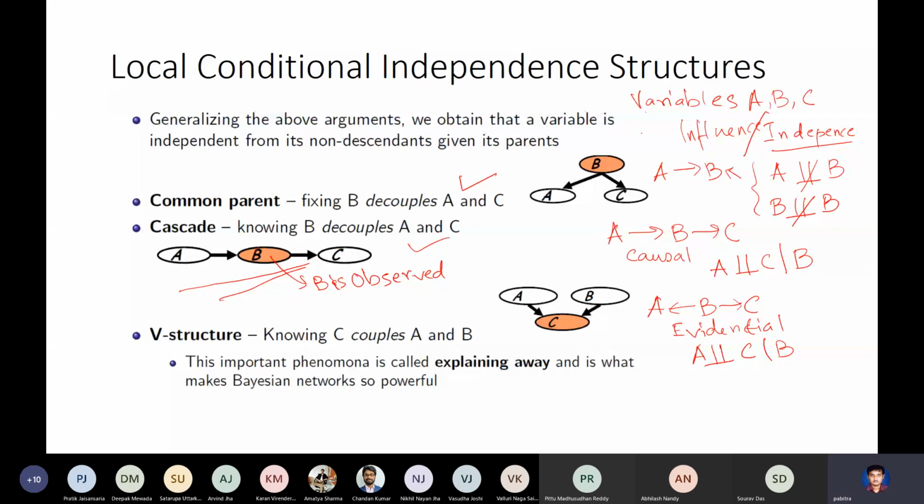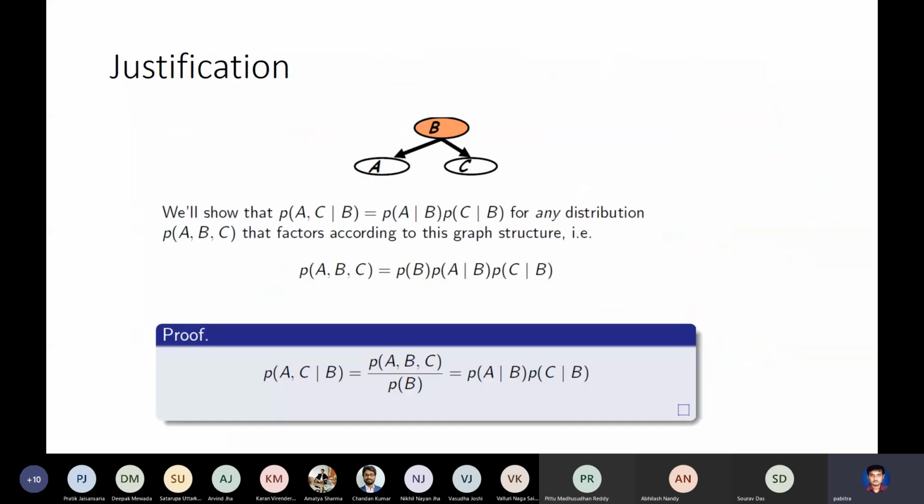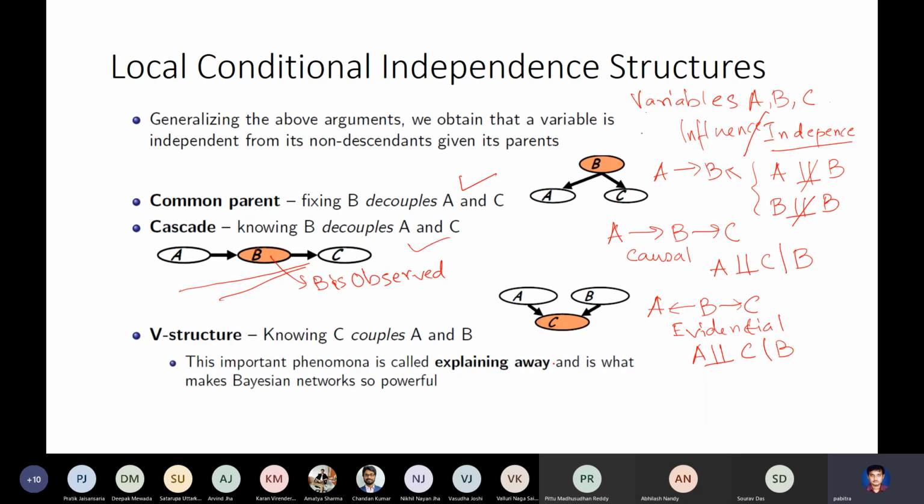In fact, this you can prove also. You can easily prove this. So let's take this structure. You can easily prove this because if this structure is there, this is the factorization, and if this is the factorization, you can easily get this. For the cascade case also, if you just write down the factorization, very simple, and try to derive this, you can derive this. This is the definition of conditional independence. Okay, there is a third structure which is like this.